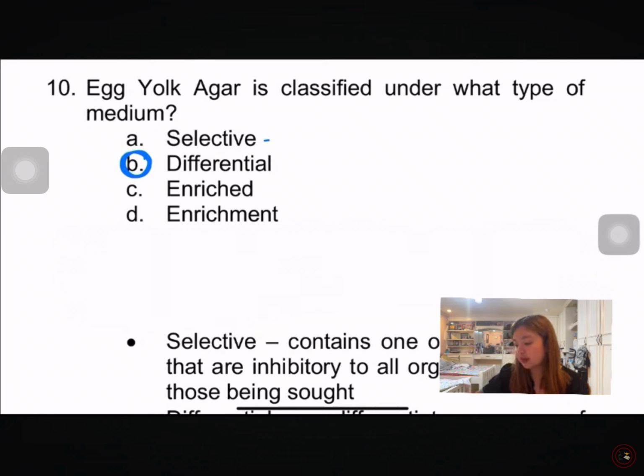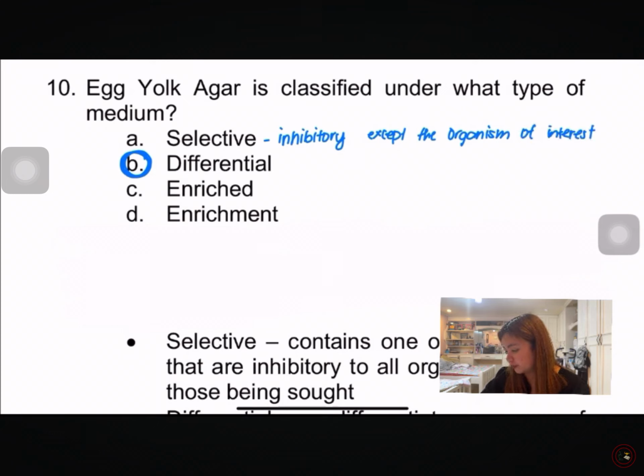So, the selective medium, guys, is the one that is inhibitory, except for the organism of interest. While the differential medium, guys, shows defining characteristics in order to differentiate. They exhibit defining characteristics.